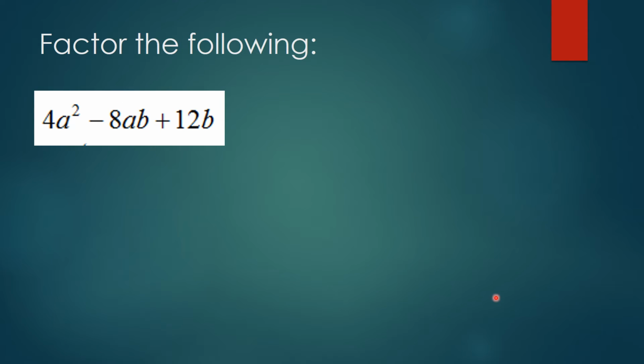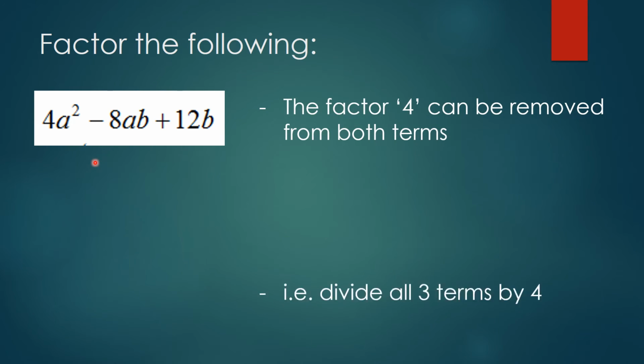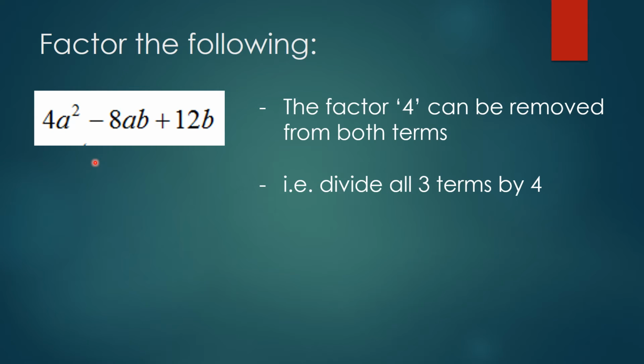And let's factor this one. And right away you see a 4, you see an 8, and you see a 12. You know that 4 is a common factor to all of these. And this has a variable a, this has a variable a and b, this has a variable b. So there's no common variables in all of these terms, so it looks like you can only factor out the 4. So divide all three terms by 4.